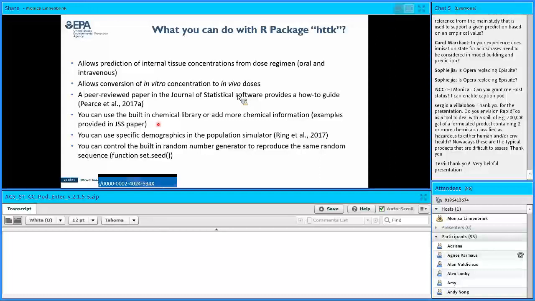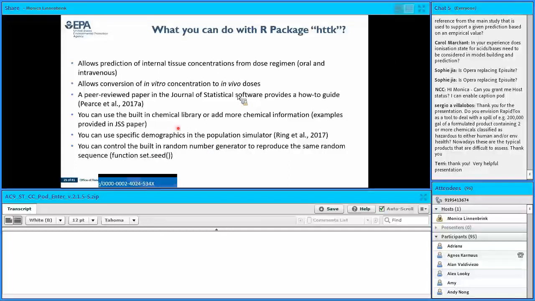You can use the built-in chemical library that comes with it, and we'll talk more about that, but we're approaching 1,000 chemicals built in to that, or you can add more chemical information. There are instructions in the paper, but basically if you have additional chemical data that you would like to use internally and you'd like to use our public model on it, you can do that.